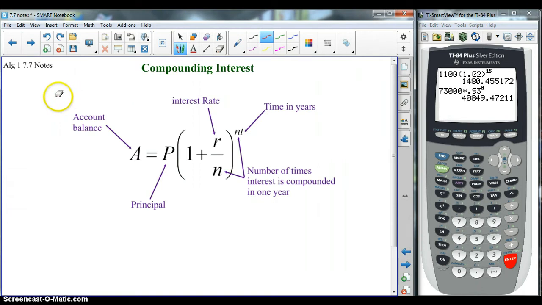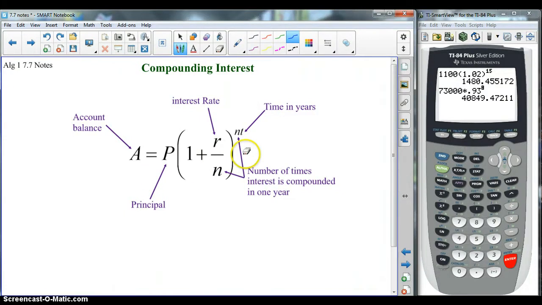All right, next thing we're going to look at is compounding interest. This is something that we like because it helps us make money, but it's also a fairly complex equation that sometimes people struggle to understand what's happening. So let's take a look at this.